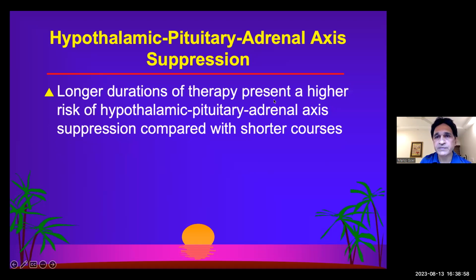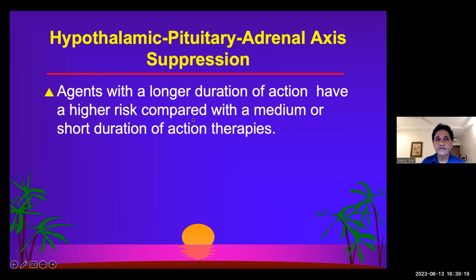Longer duration of therapy presents a higher risk of hypothalamic-pituitary-adrenal axis suppression compared with shorter. So if you use prednisolone for 6 months, the HPA suppression is likely to be more than while using it for 2 months, right? So that is what one has to understand. Therefore, the tapering has to be adjusted accordingly.